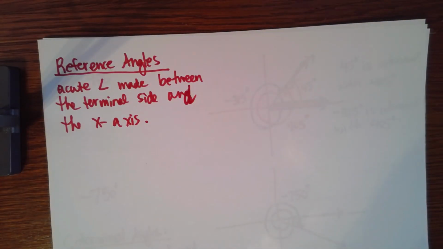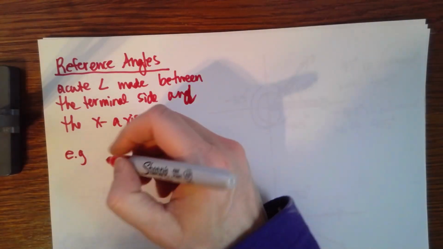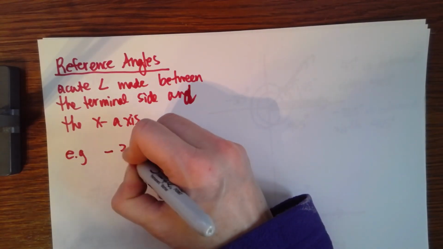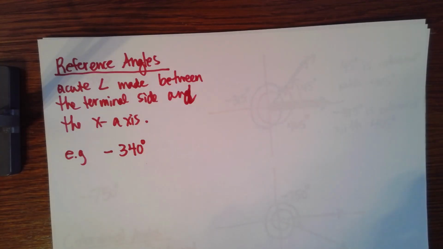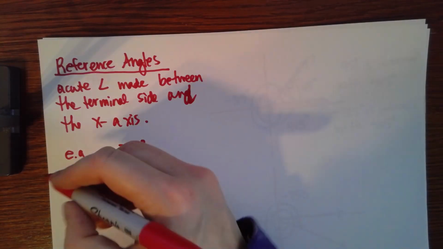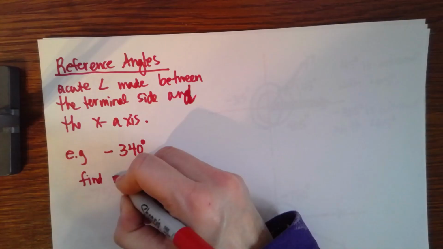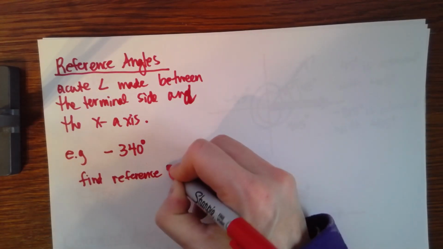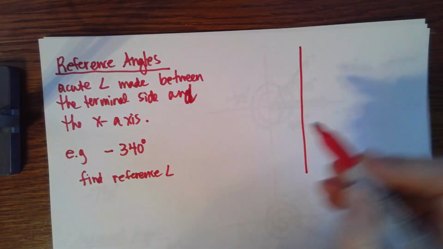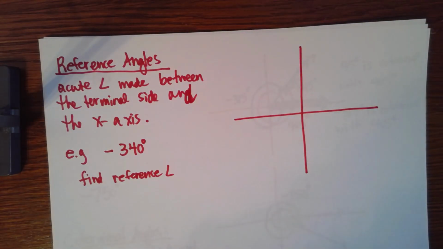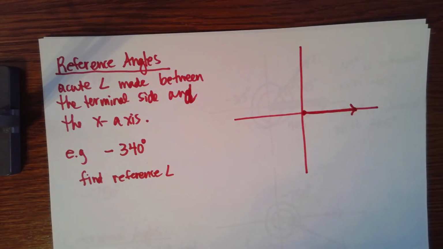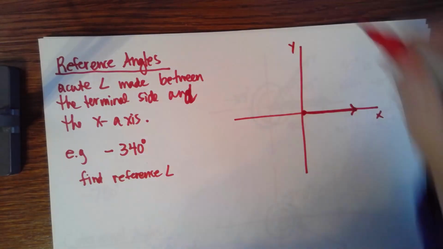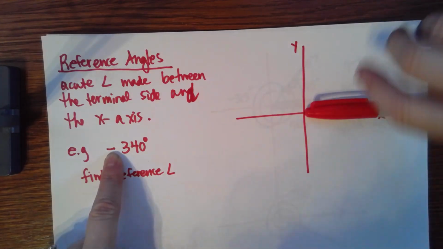So let's choose some angles. For example, let's look at 300, or let's do negative 340 degrees. We'll draw that in standard position, and then let's find what's called the reference angle. So I'll draw my axes. I'm going to put my initial side always on the positive x-axis, and then because it's negative, I'm going to rotate backwards.